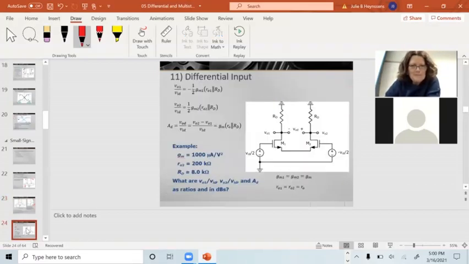Okay, here's how we do the algebra. We calculate the gain of one half circuit.